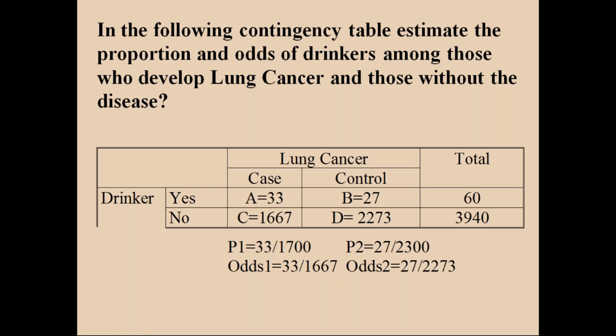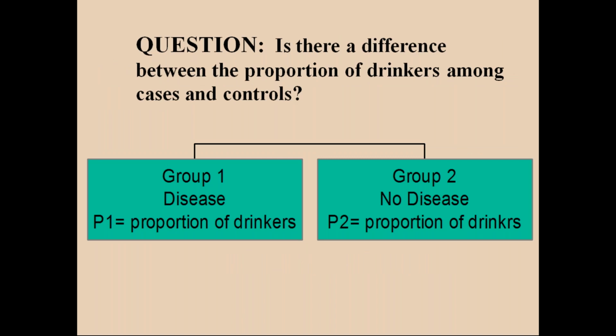P1 equals 33 divided by 1700, P2 equals 27 divided by 2300. Odds 1 equals 33 by 1667, odds 2 equals 27 divided by 2273. Question: is there a difference between the proportion of drinkers among cases and controls? Group 1, disease, P1 equals proportion of drinkers. Group 2, no disease, P2 proportion of drinkers.